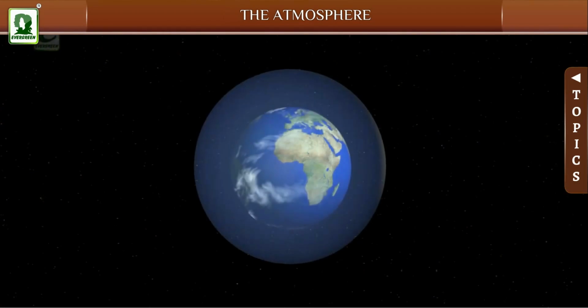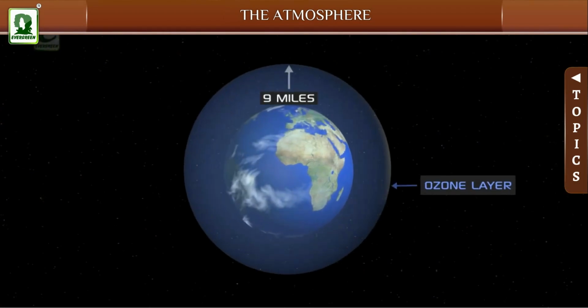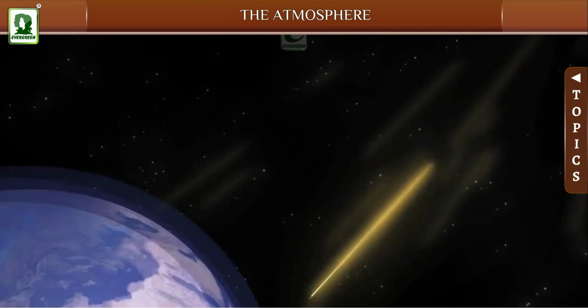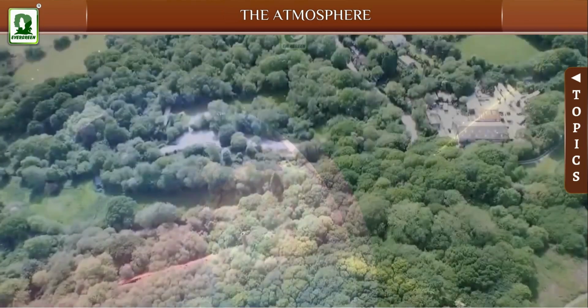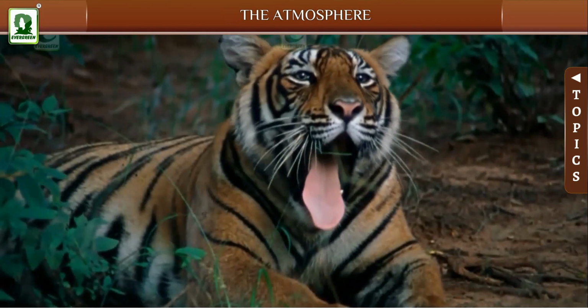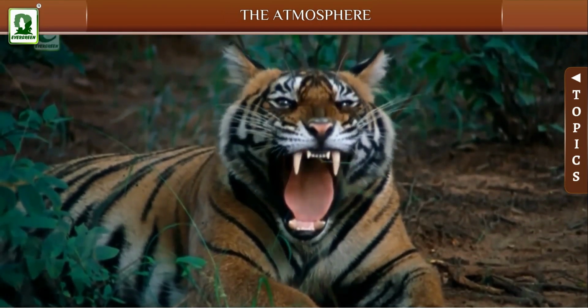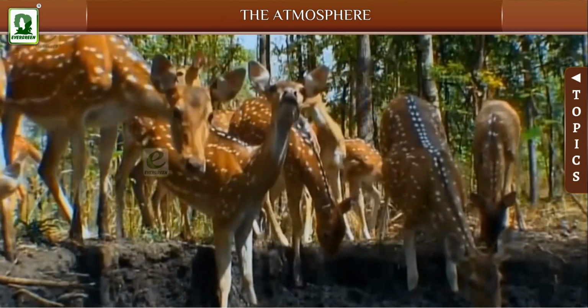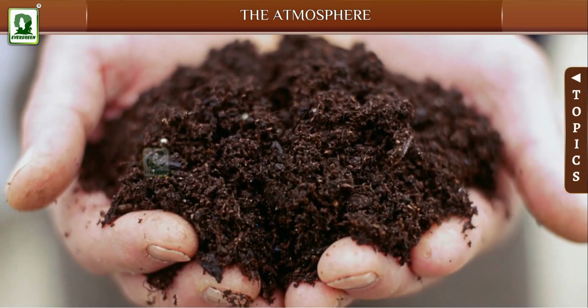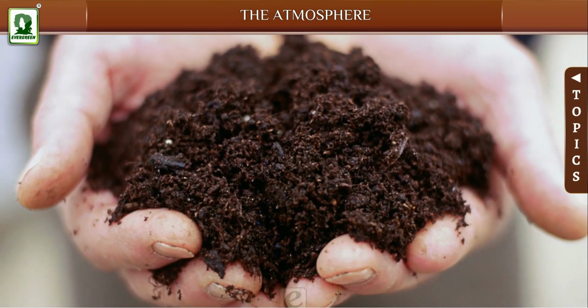Ozone gas is mainly found in the ozone layer that lies approximately 9 miles above the surface of the Earth. It absorbs the ultraviolet rays of the sun and protects the plants and animals from getting too much of ultraviolet rays. Nitrogen helps in maintaining the fertility of soil.